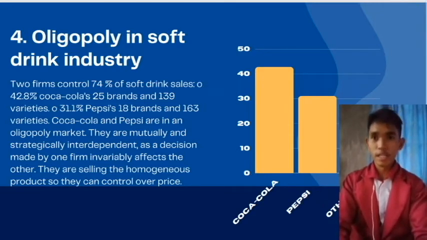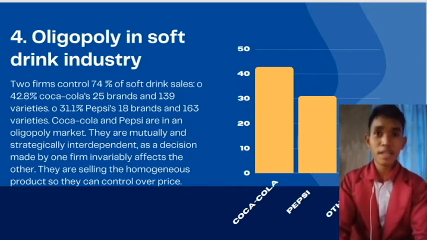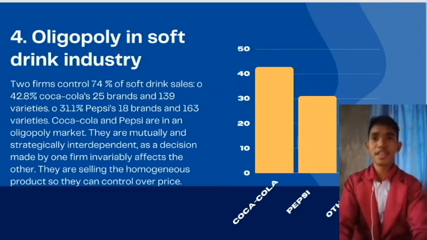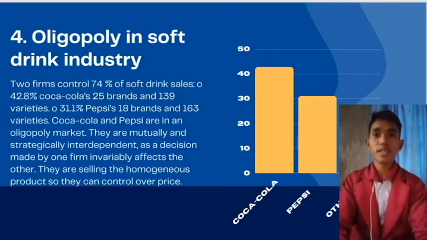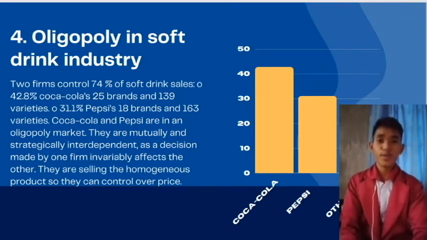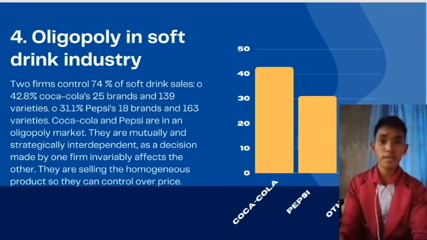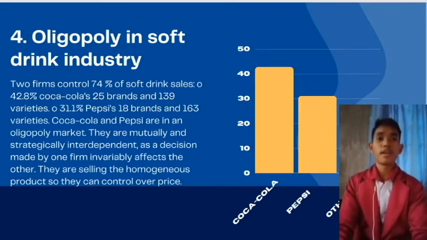They are mutually and strategically interdependent, as decisions made by one firm invariably affect the others. They are selling a homogeneous product, so they can control the price. So there are many kinds of soft drinks. The first one is Coca-Cola. The second is Pepsi and others. They are the same soda, but they are different brands of soft drinks.